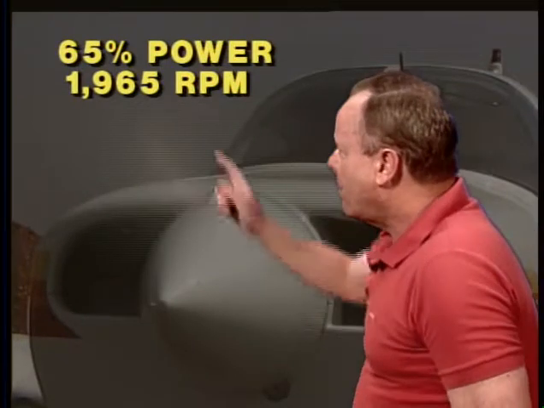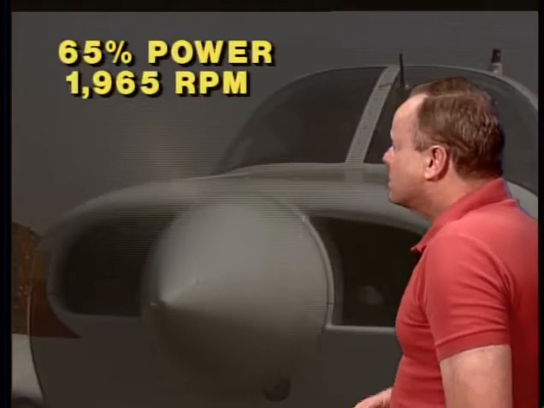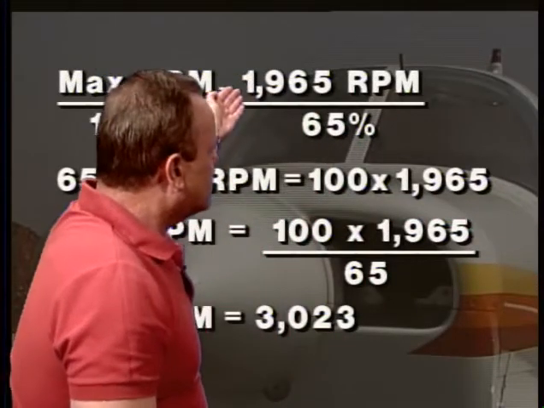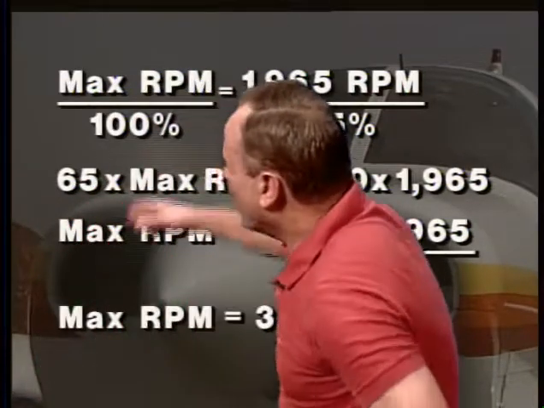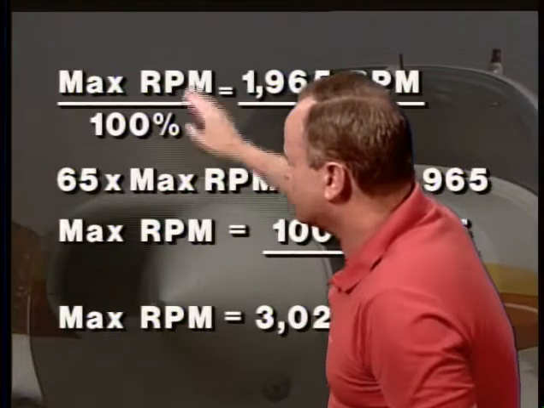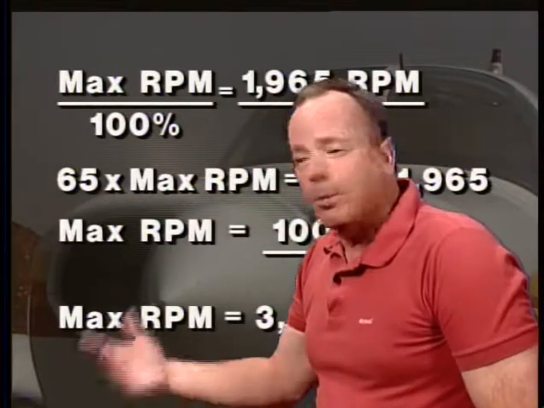Now, we're going to assume the maximum RPM would come at 100% power. In that case, this would be just a proportion problem. Here's the way we'd set it up. We'd say that 1965 RPM is to 65% power, as maximum RPM is to 100% power. And that's the way you'd set up your proportion.